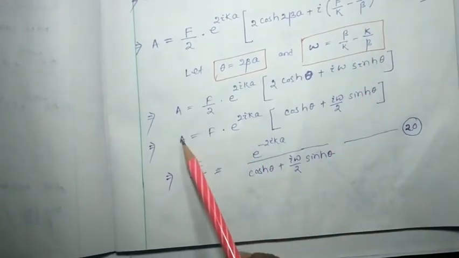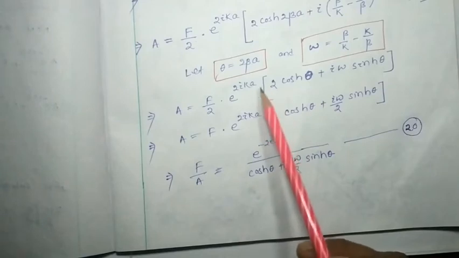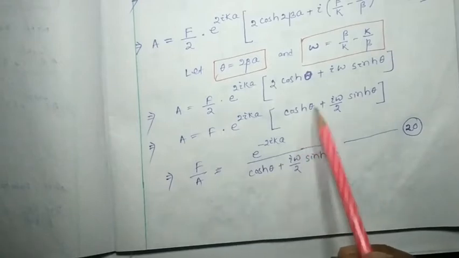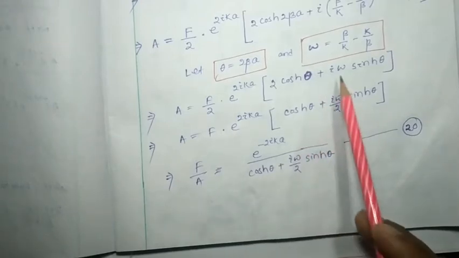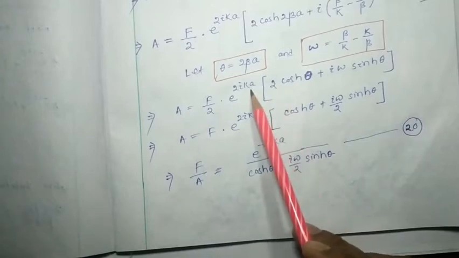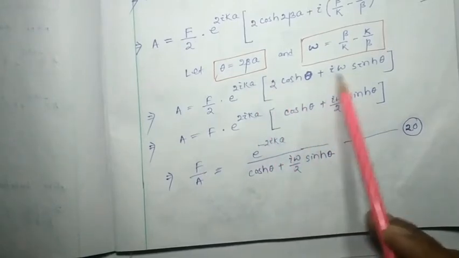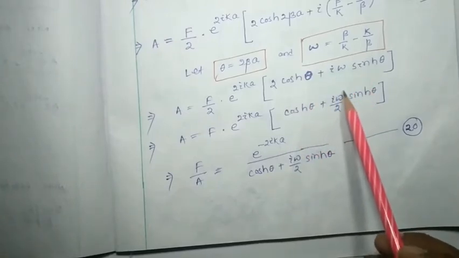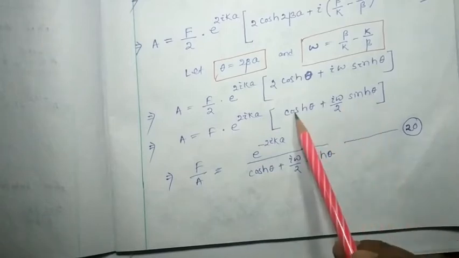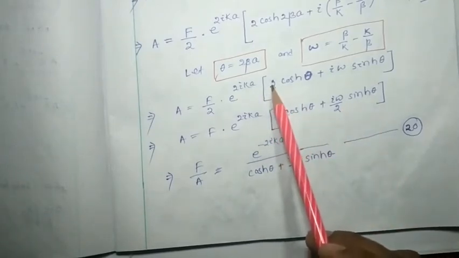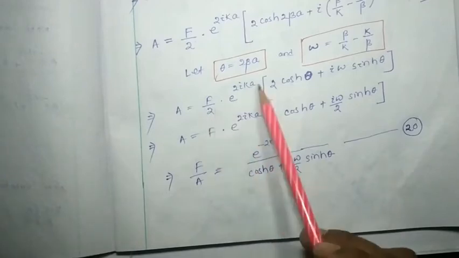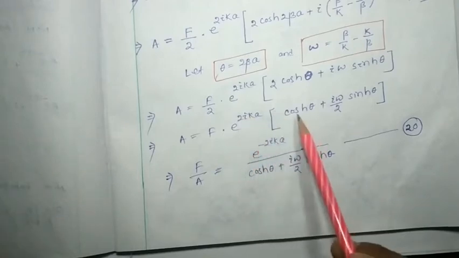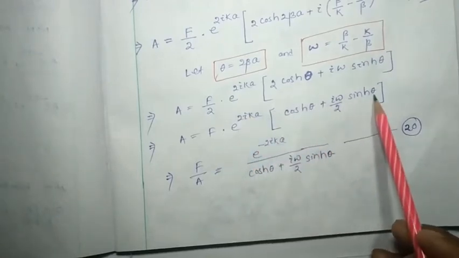See here, a equal to, if I take 2 common from this term and this term, then it will be cosh theta plus i omega by 2 sinh theta. So this 2 will be moved outside the bracket, meaning 2 has to be divided with this term, so i omega by 2 will be here with sinh theta, and this will be cosh theta. When it is moved outside, another 2 will be here, so the 2 got cancelled, so we can get f into e to the power 2ik into cosh theta plus i omega by 2 sinh theta.